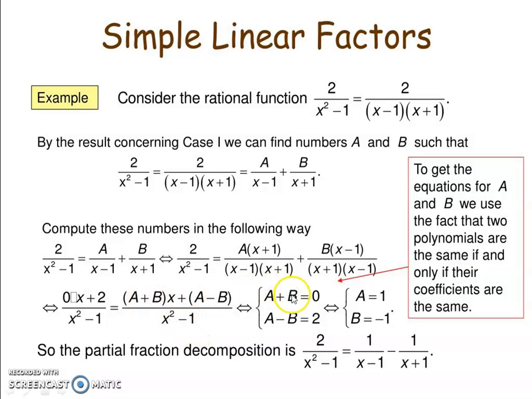So a plus b we have to equate as 0, comparing with the left hand side. So x coefficient is a plus b, here x coefficient is 0. So a plus b is equal to 0. A minus b is equal to 2. So we write here a minus b is equal to 2. Therefore, adding these, we derive 2a is equal to 2. So a is equal to 1. Put a is equal to 1 in this equation, b is equal to minus 1.